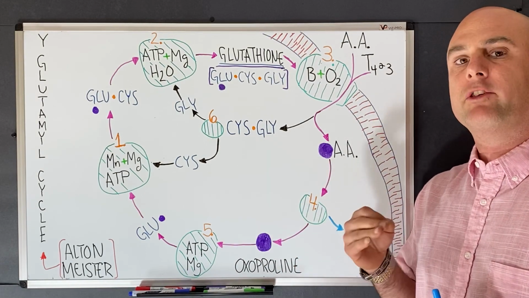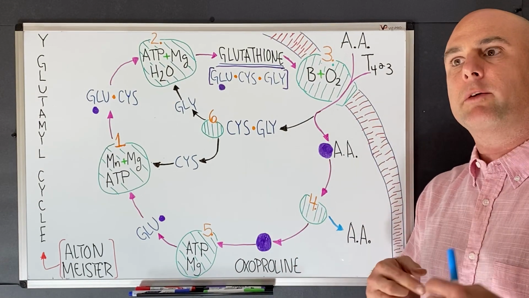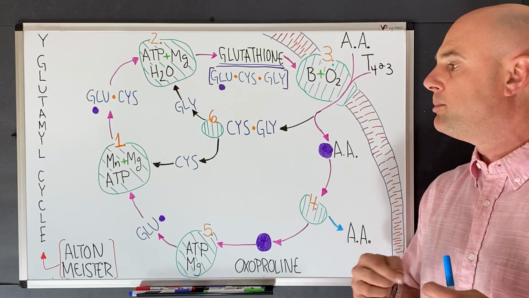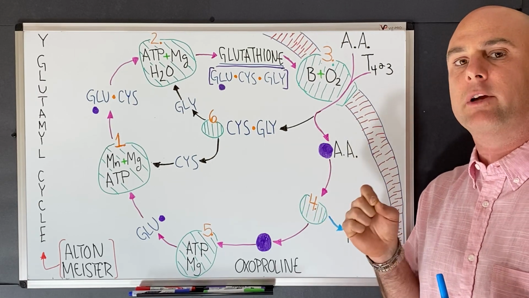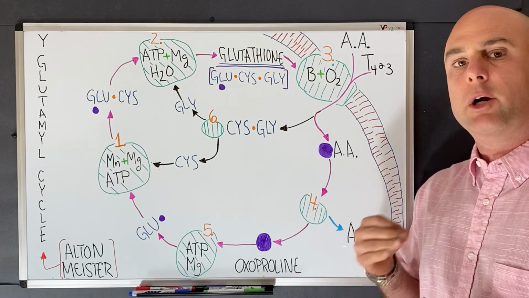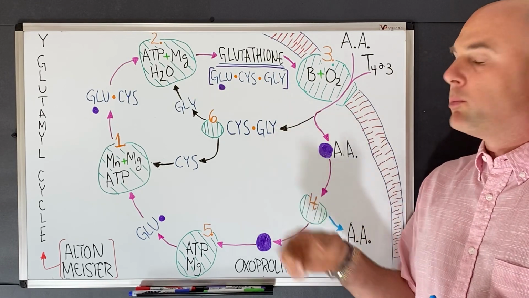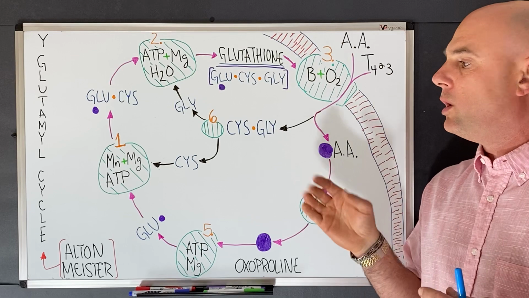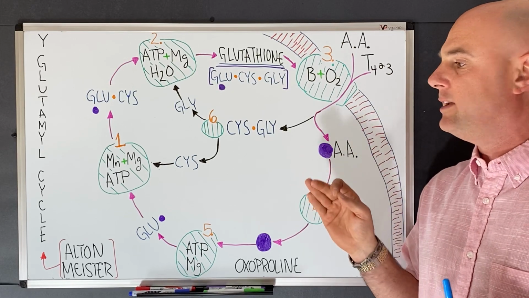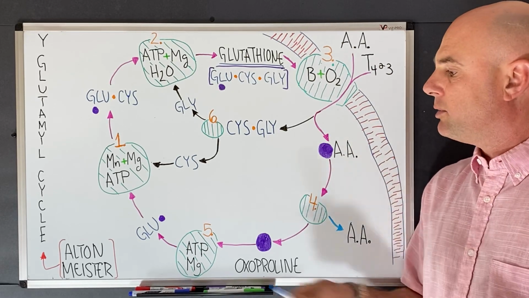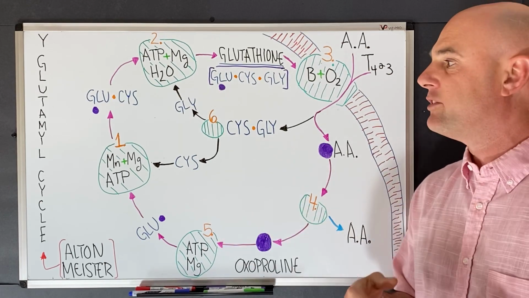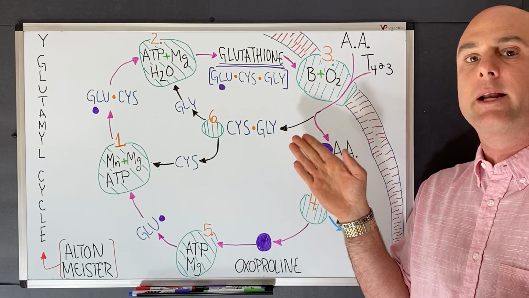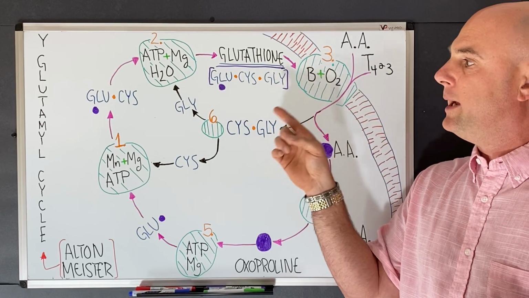Okay, so we'll start with enzyme 1. All my references will be in the description box, as well as the actual names of these enzymes. And again, enzymes are protein. And enzyme 1 requires manganese or magnesium as well as ATP. Now, enzyme 1 brings glutamate and cysteine amino acids together to form the dipeptide bond of glutamate and cysteine.